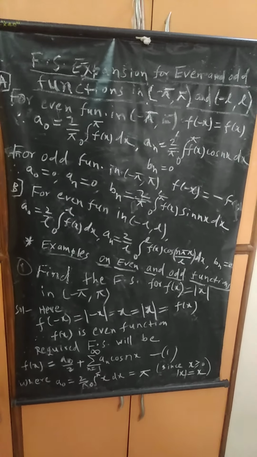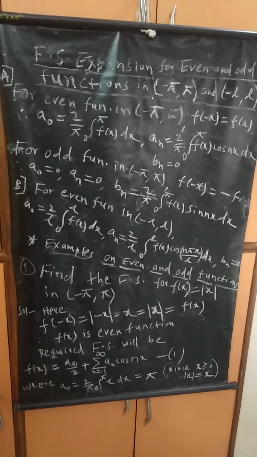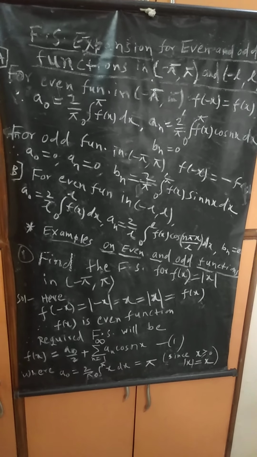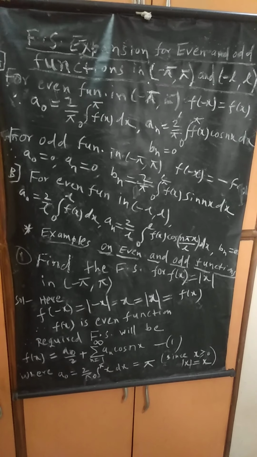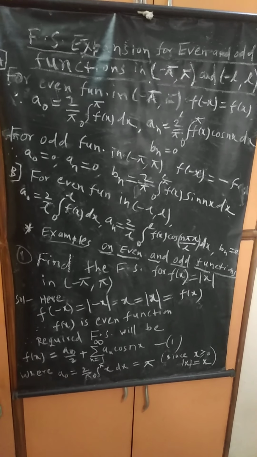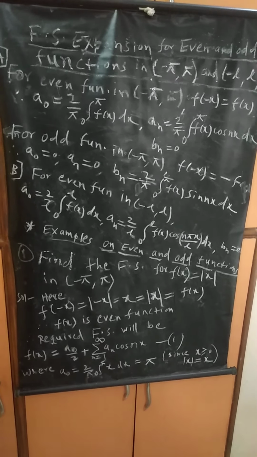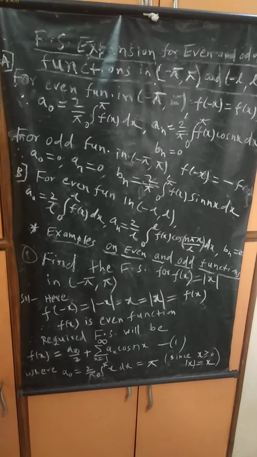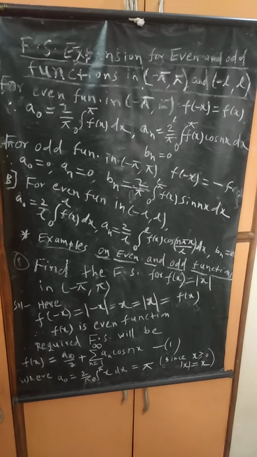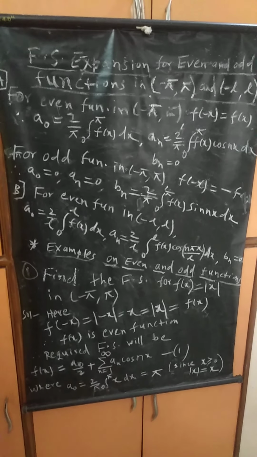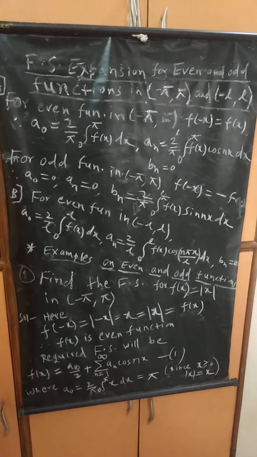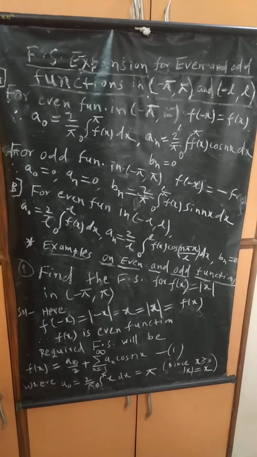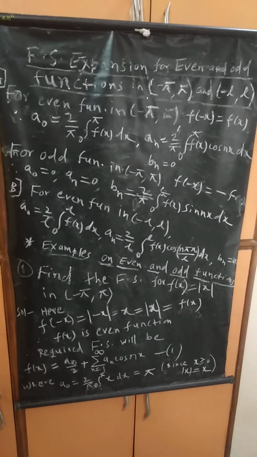One of the properties says if the function is even, meaning f of minus x is equal to f of x, then the integral from minus pi to pi of f(x) dx becomes 2 times the integral from 0 to pi of f(x) dx. So we have taken this for the reference.